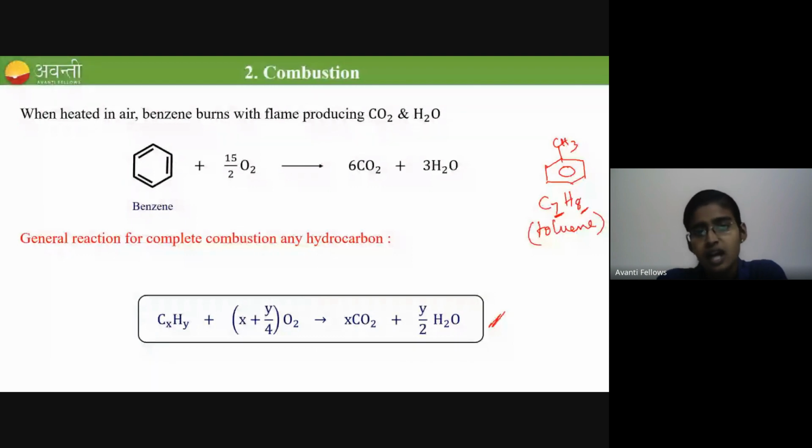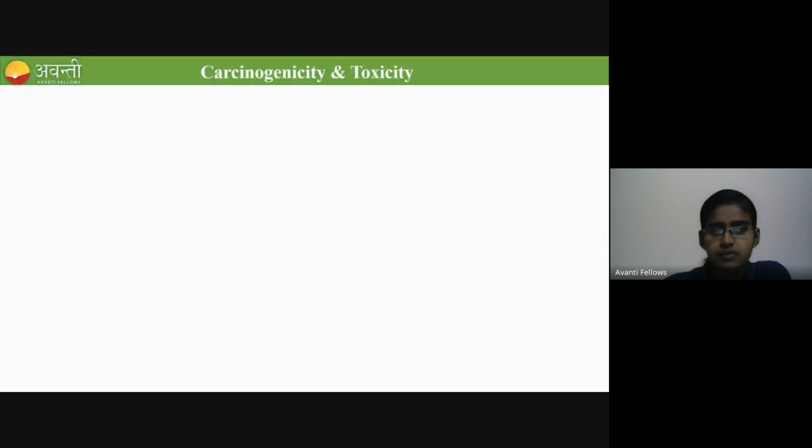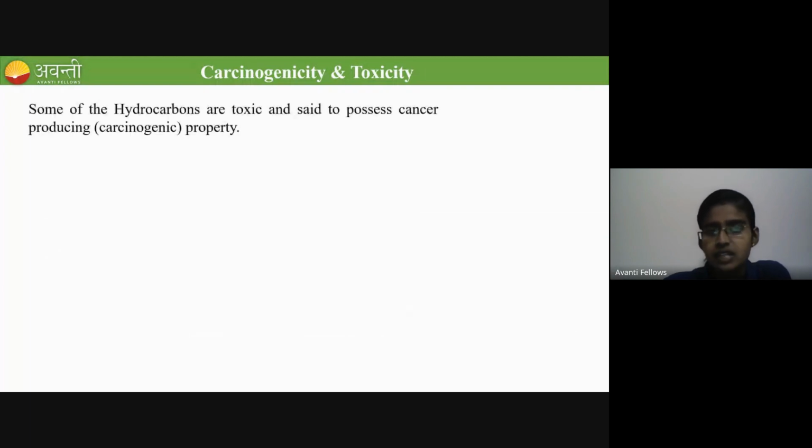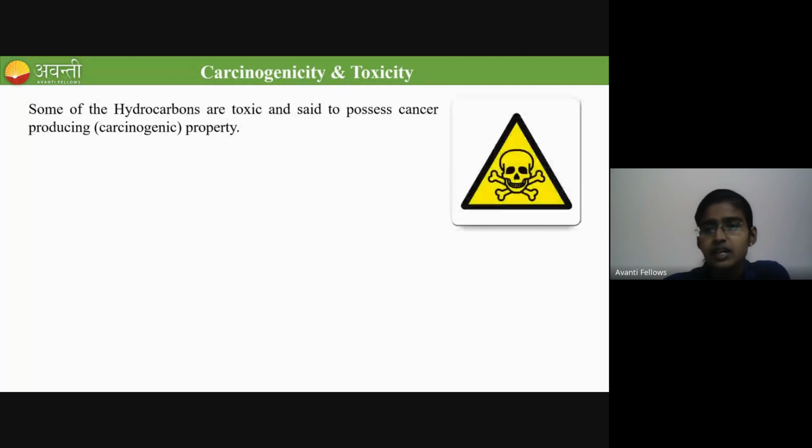And the last very small topic of this lesson is carcinogenicity and toxicity of the aromatic compounds. So let us discuss that and we will wind up this lesson. Carcinogenicity means the cancer causing property. Now, some of the hydrocarbons are toxic in nature and they are said to possess the cancer producing property. They are very, very dangerous.